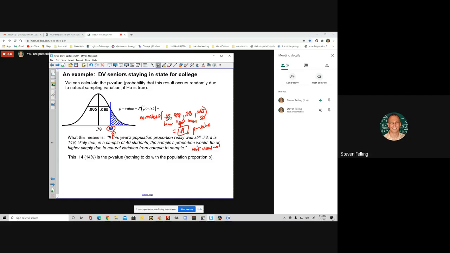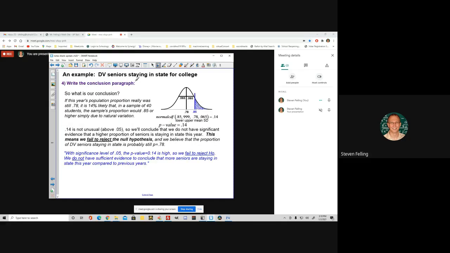All right. So because it's not unusual, we can write our conclusion paragraph. Well, since it's not unusual because it's above 5%, that means we're going to fail to reject the null hypothesis, because it's not unusual enough for us to reject this. We can't reject this. We think this is okay. And therefore, we can't conclude that it's changed. So this is the way the paragraph would look. We have to say it just like this.